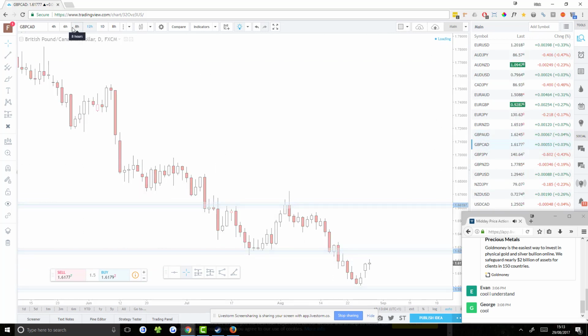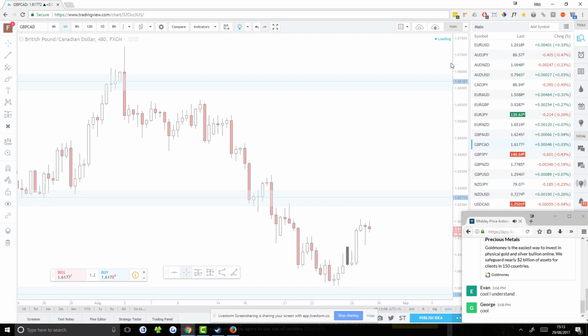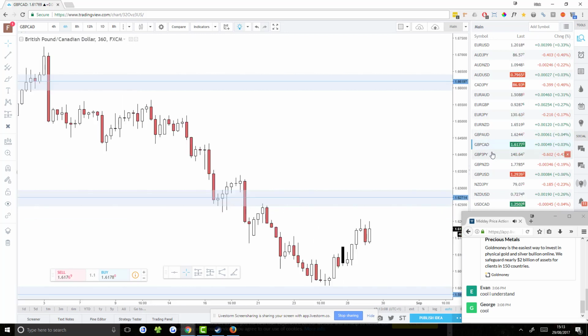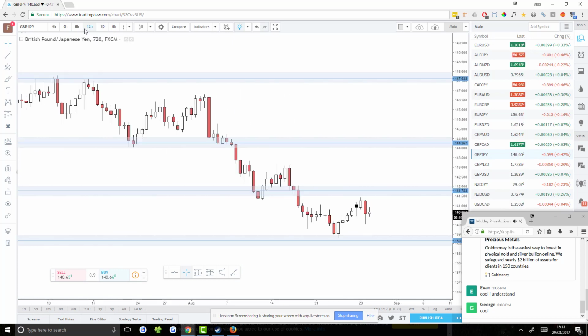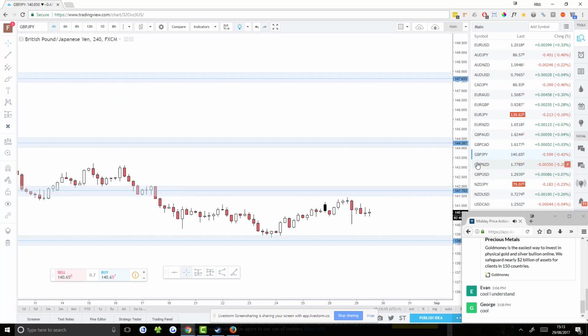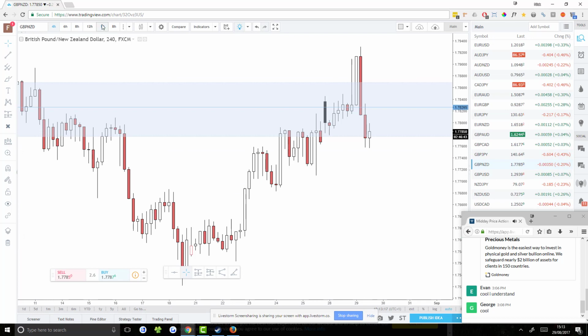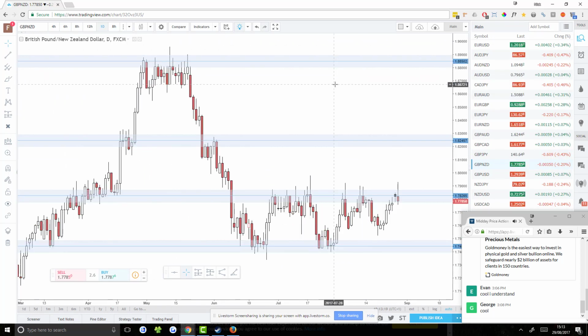GBP CAD, yeah. GBP JPY. GBP New Zealand. Indecision forming on resistance. We're not going to get a good risk to reward ratio here.